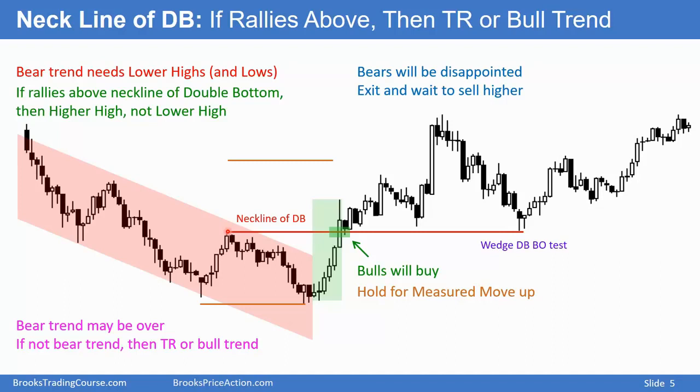Good support level. It was resistance. The bulls broke above it. It's support here. And it's support again here. So now we have a double bottom, bull flag. Bull trend, pullback to a double bottom. Bulls will buy the reversal up, especially since it's a wedge double bottom with this low.